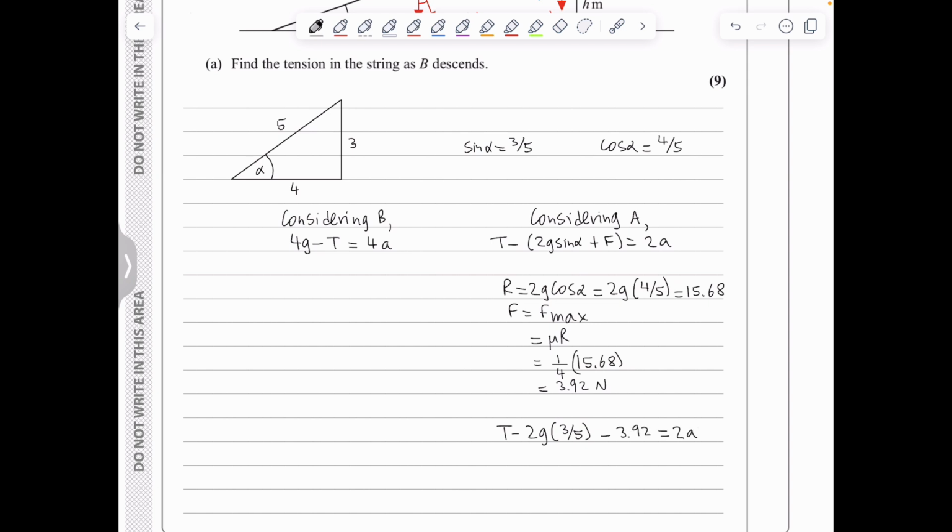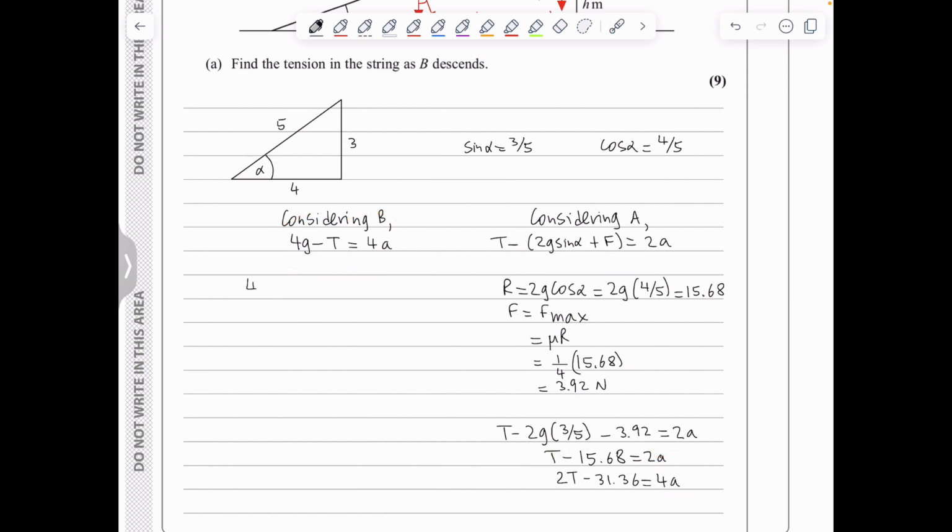This leads to T minus 15.68 is equal to 2a, and we're essentially dealing with simultaneous equations in T and a. So I could multiply this by 2 to get that 2T minus 31.36 is equal to 4a, and since both of these equations are equal to 4a, I can simply equate them.